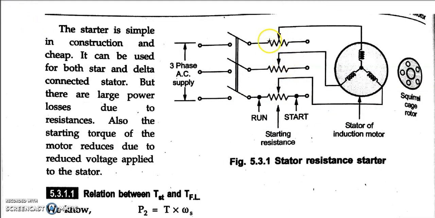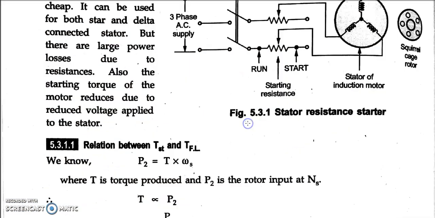Since current starts to flow here, there is a voltage drop across these 3 resistances. Due to that, reduced voltage is applied to the stator. So that is the reason why reduced current starts to flow through the stator windings. Once the motor picks up a certain speed, say 50% or 60% or 70% of the rated speed, you can slowly move this knob from the start position to the run position for all the three windings simultaneously. This is how the stator resistance starter works in limiting the starting current.